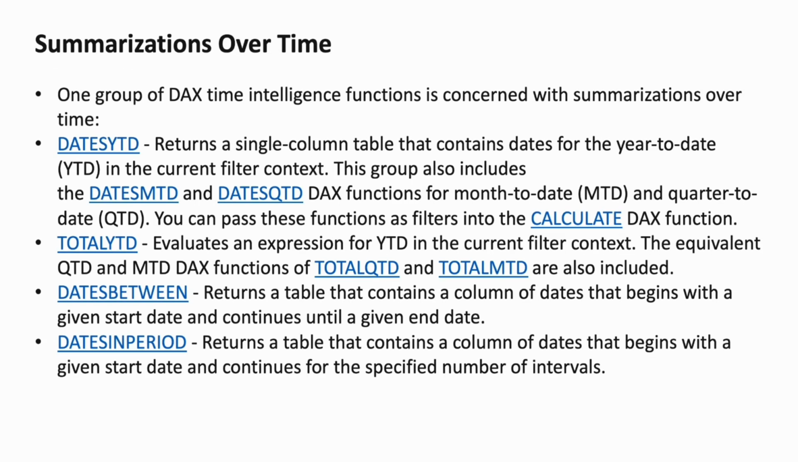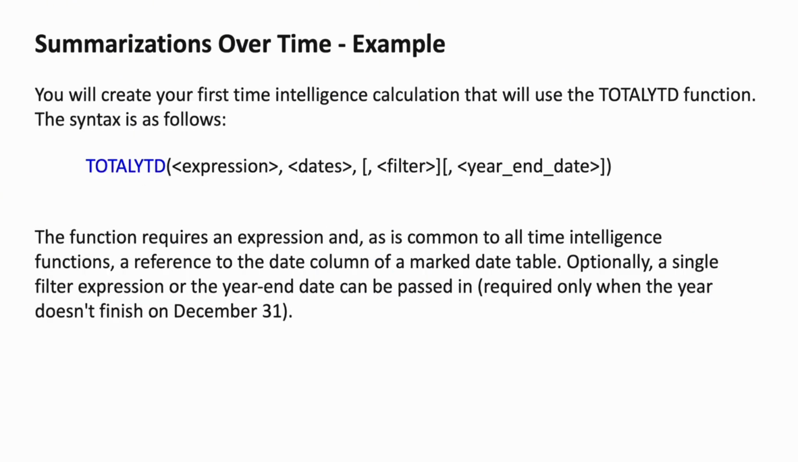This page shows one group of time intelligence functions that summarizes data over time. You will create your first time intelligence calculation using TOTALYTD. You must reference the date column of a marked date table. Optionally, you can provide a filter or a year-end date if the year does not end on December 31st. The image highlights the formula in the formula bar and the resulting visual in a matrix.